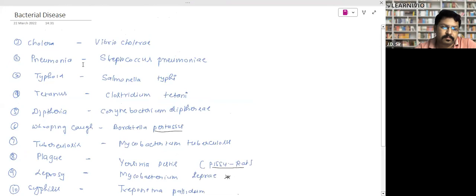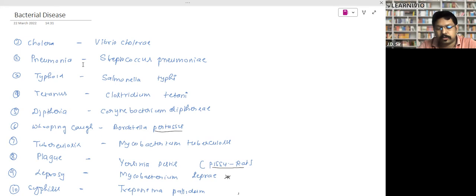Bacterial diseases. Cholera is caused by Vibrio cholerae. Pneumonia, and in this study of molecular genetics we have studied Streptococcus pneumoniae. Typhoid, Salmonella typhi. Tetanus, Clostridium tetani. Diphtheria, Corynebacterium diphtheriae. Whooping cough, also known as black cough, Bordetella pertussis. Sometimes whooping cough is also known as pertussis, right? Black cough or pertussis, whooping cough.